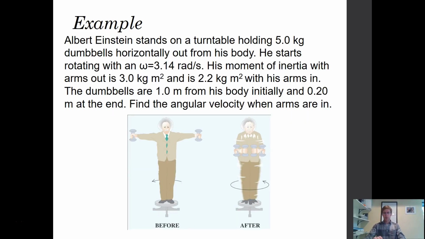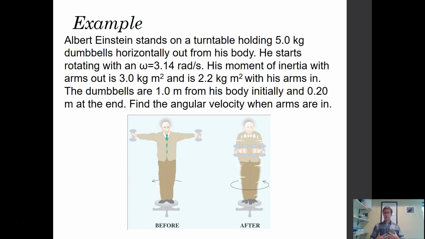So here's an example I want you guys to do, thinking about conservation of angular momentum. Here's none other than Sir Albert Einstein himself. He's standing on a rotating table that we're going to assume is frictionless, so he's in an isolated system. He's going to hold two 5-kilogram dumbbells out, one in each arm, and he's going to get himself rotating. Since it's Einstein, he's going to start with a rotational velocity of pi radians per second, or 3.14 radians per second.